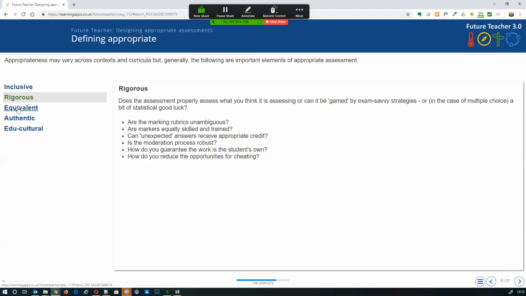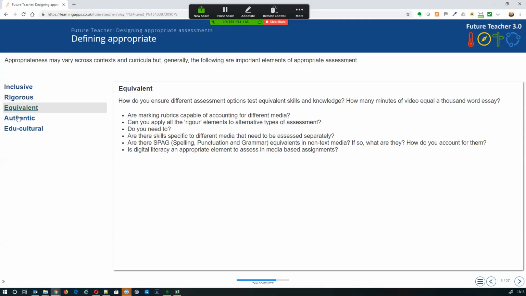Under equivalent, there's a whole bunch of points there. Just the one I'd pick out here is if you begin to explore using audio and using video and using professional discussions and things for your assessment, is there a SPAG equivalent, spelling, punctuation and grammar? So are there literacies to do with audio or to do with video or to do with communication and discussion? Are there the sorts of things that we would notice in an essay? Are there similar things? And if there are, should you do anything about them?